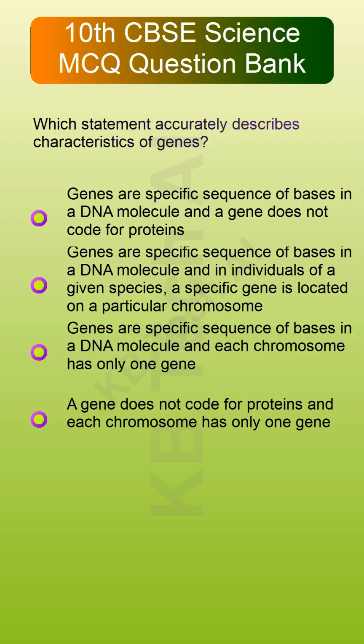Which statement accurately describes characteristics of genes? Option 1, genes are specific sequence of bases in a DNA molecule and a gene does not code for proteins. Option 2, genes are specific sequence of bases in a DNA molecule and in individuals of a given species, a specific gene is located on a particular chromosome. Option 3, genes are specific sequence of bases in a DNA molecule and each chromosome has only one gene. Option 4, a gene does not code for proteins and each chromosome has only one gene.